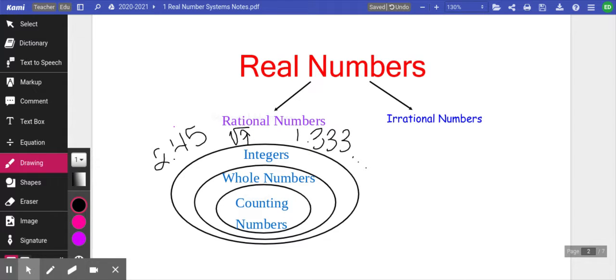I'm trying to think of what else I had there. I think that, fractions. I'm sorry. I knew there was another one. Fractions, 3/10. Right? Those are all rational. And then we can narrow it down and get smaller and smaller.